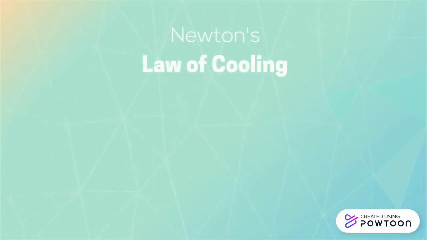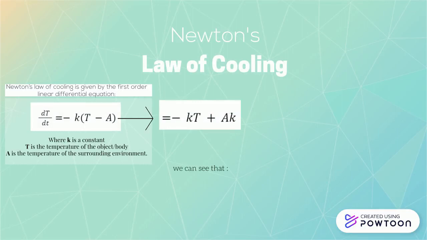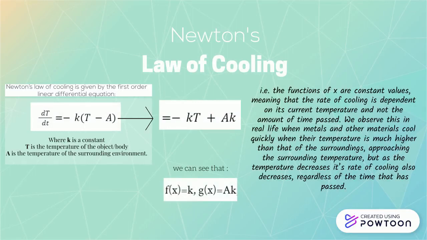Newton's law of cooling is given by this first-order linear differential equation, where K is a constant, T is the temperature of the metal, and A is the temperature of the surrounding environment. As the functions of x are constant values, the rate of cooling is dependent on its current temperature and not the amount of time passed.